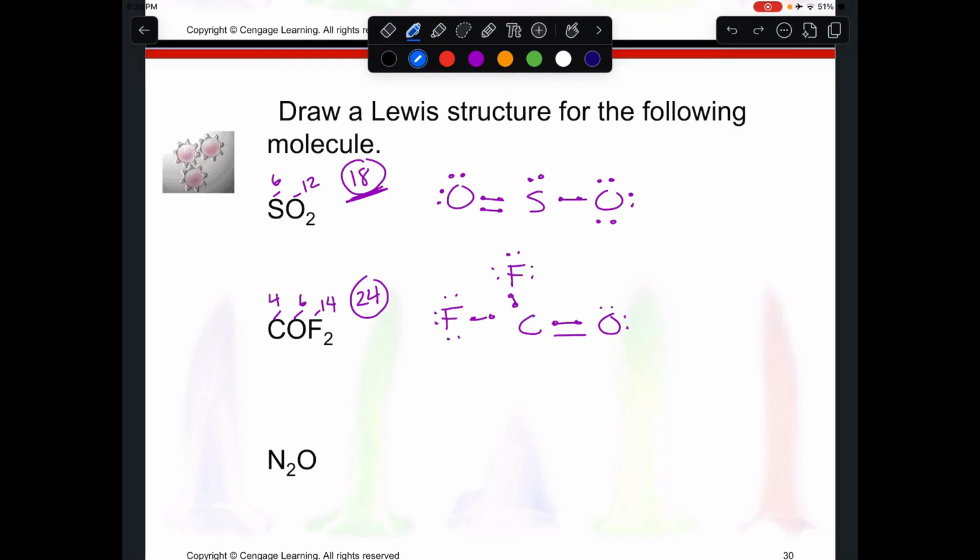So that is COF2. And again, why did we have to double bond? Because carbon only had 1, 2, 3, 4, 5, 6. Carbon never can have more or less than 4 bonds. It has to only have 4.